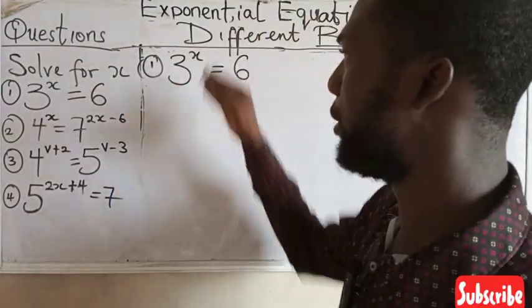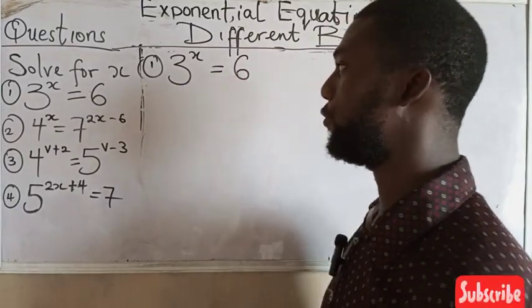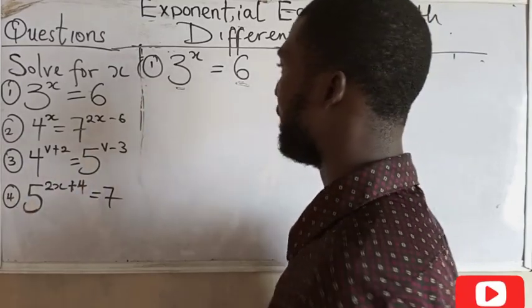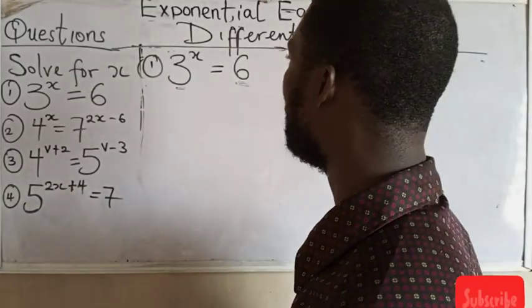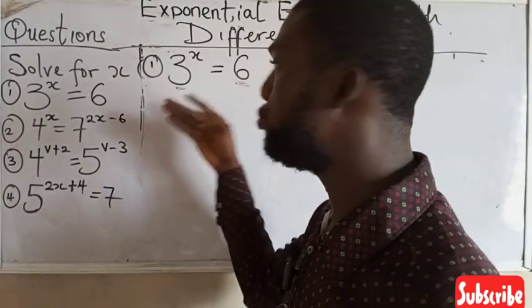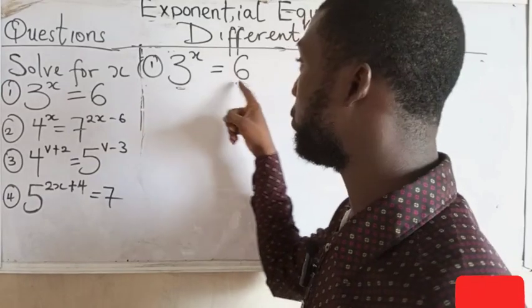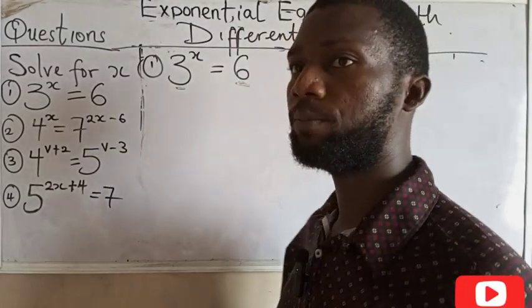We have 3 raised to power x equals 6. If you look at 3 and 6, you will realize that the bases are not equal. And no matter how much you try to break the right hand side to look like the left hand side, it will still not be equal. So what are we going to do?